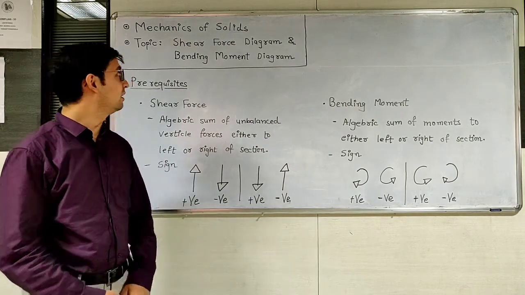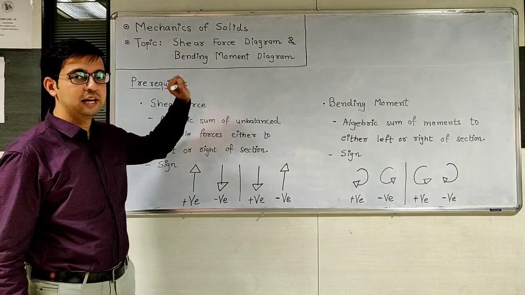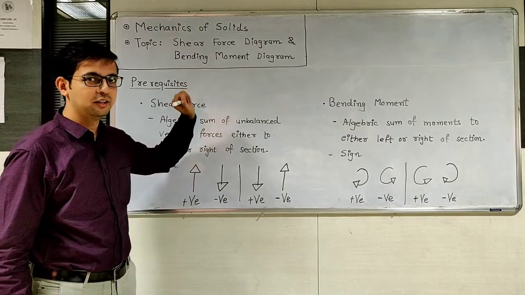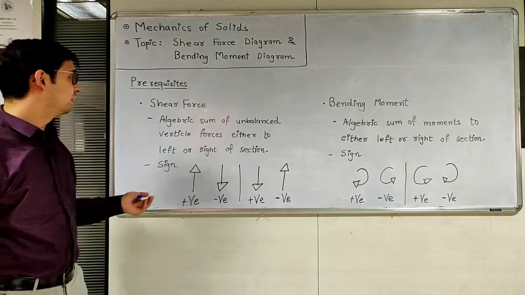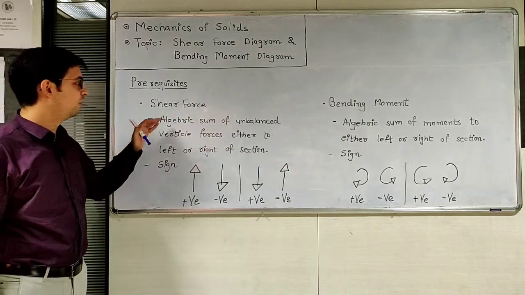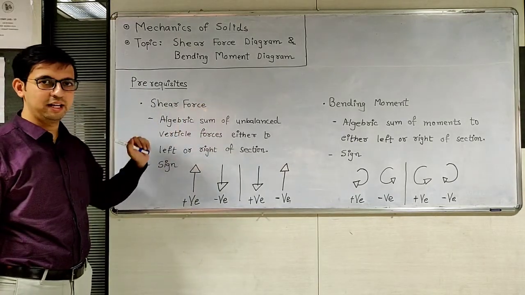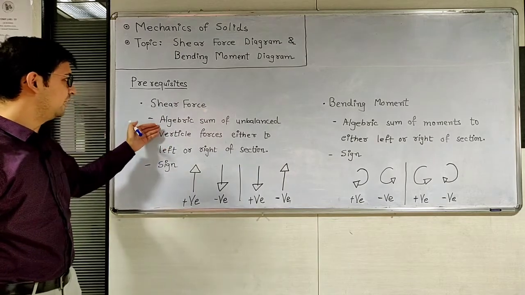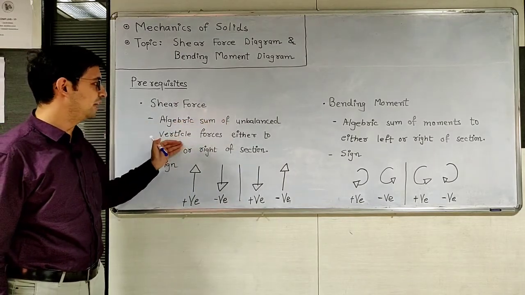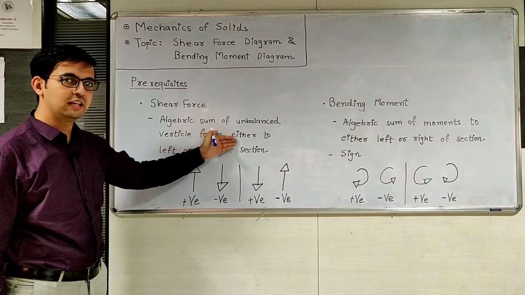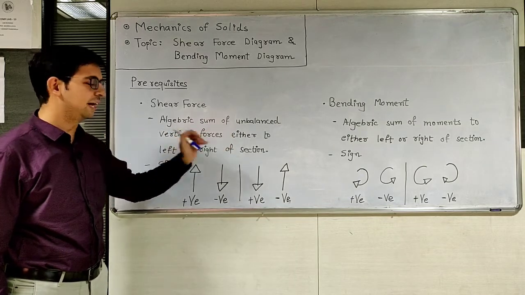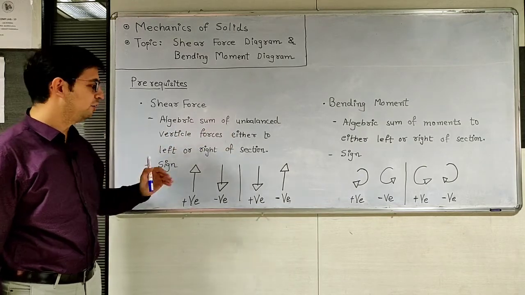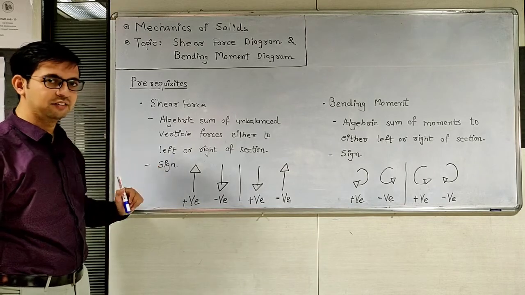My topic is how to draw shear force diagram and bending moment diagram. For that, the prerequisite is to know what shear force and bending moment are. Shear force is the algebraic sum of unbalanced vertical forces either to the left or right of the section. For that you have to assume a sign convention.